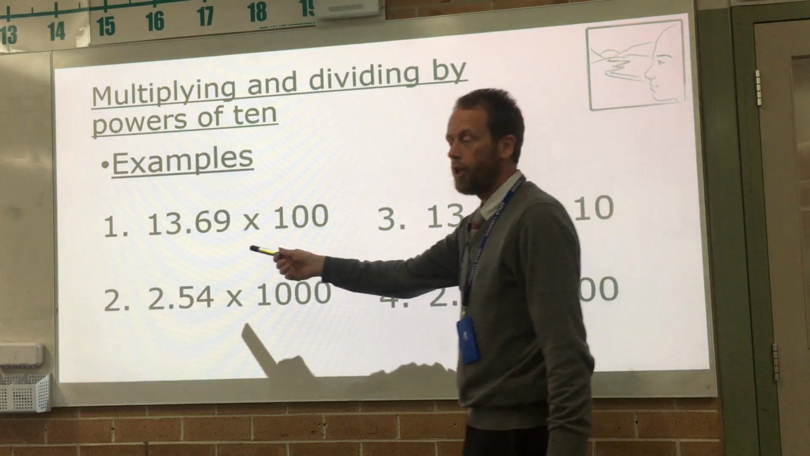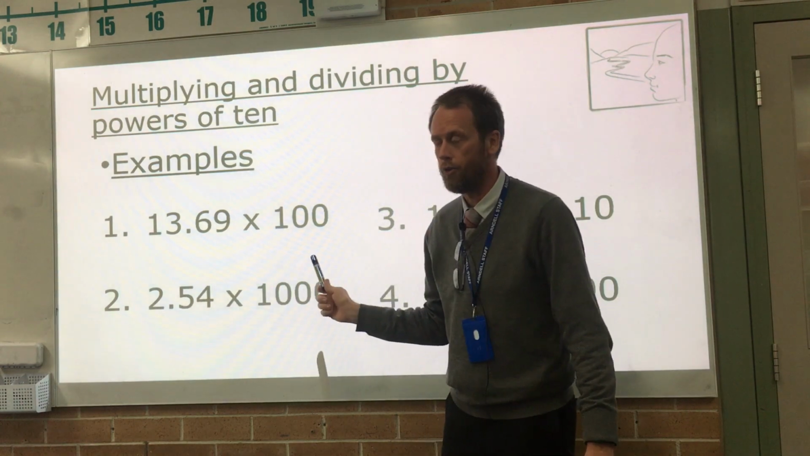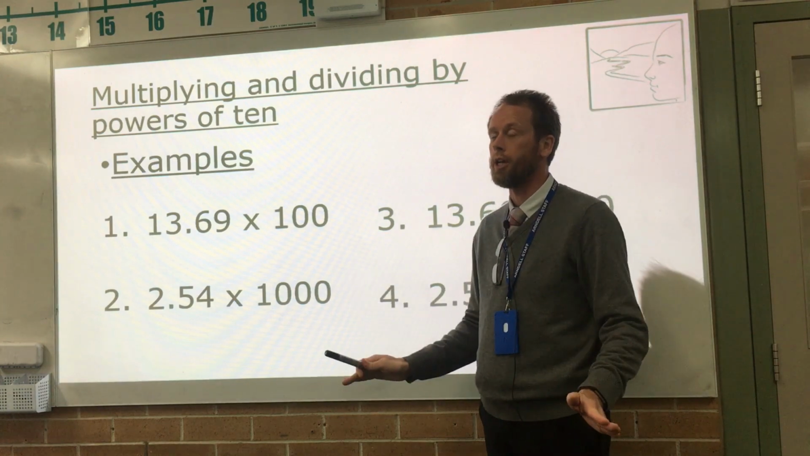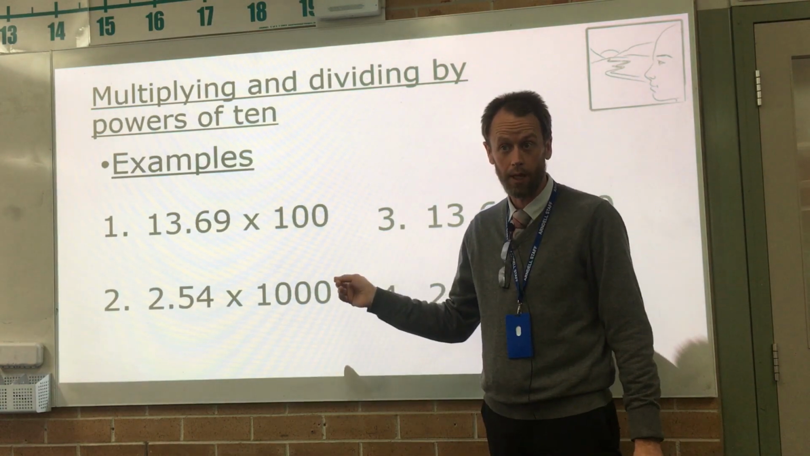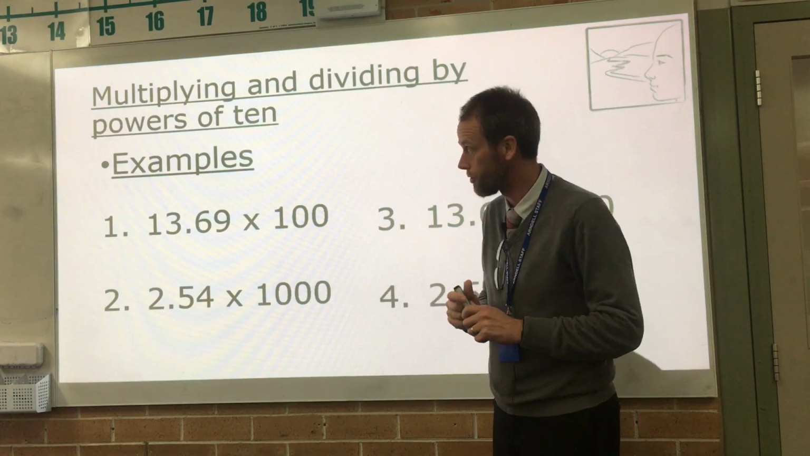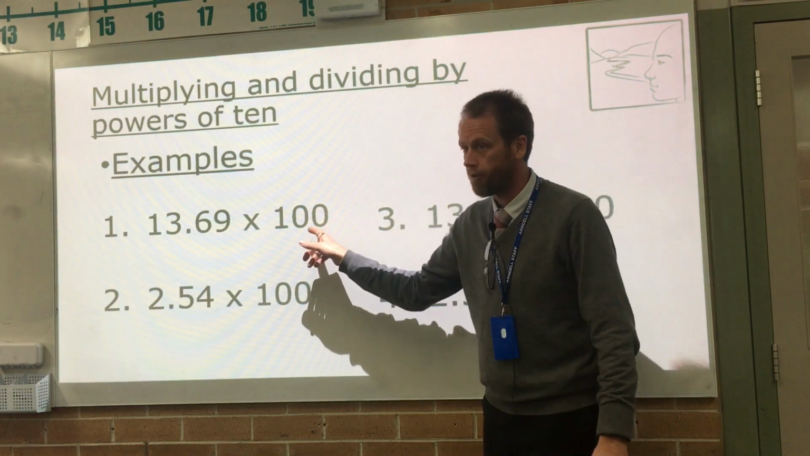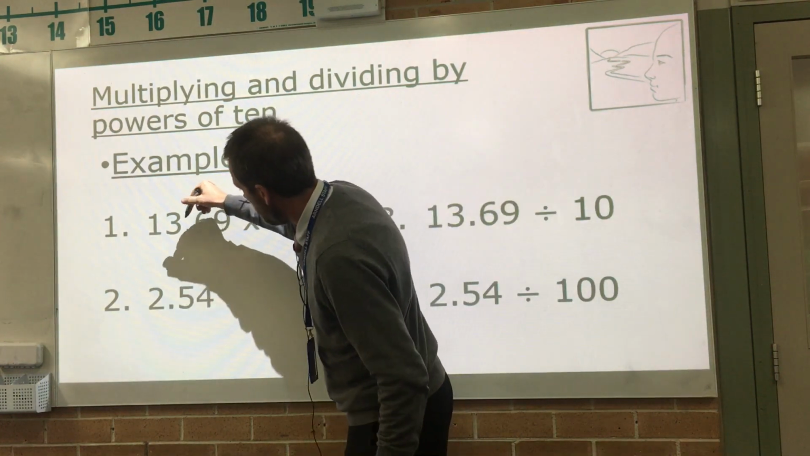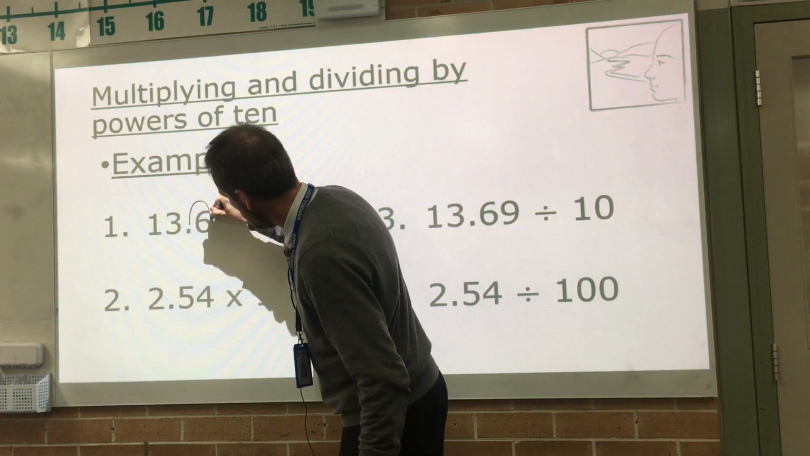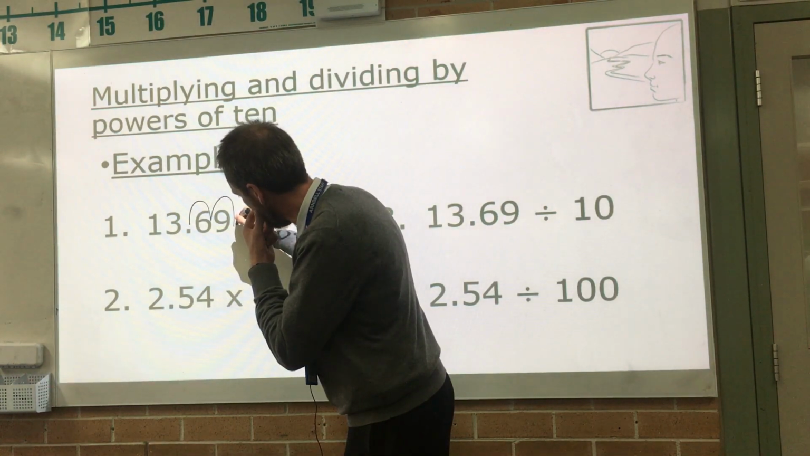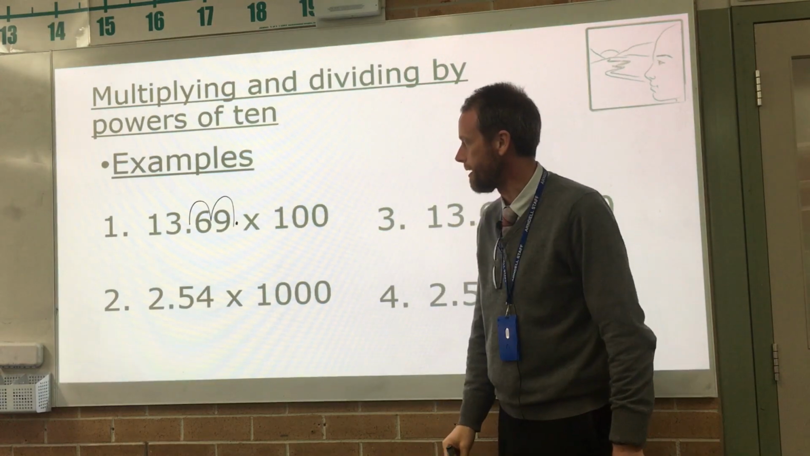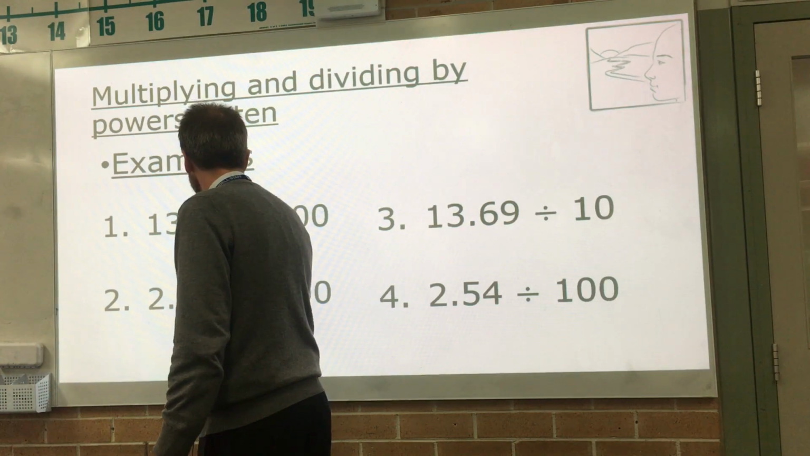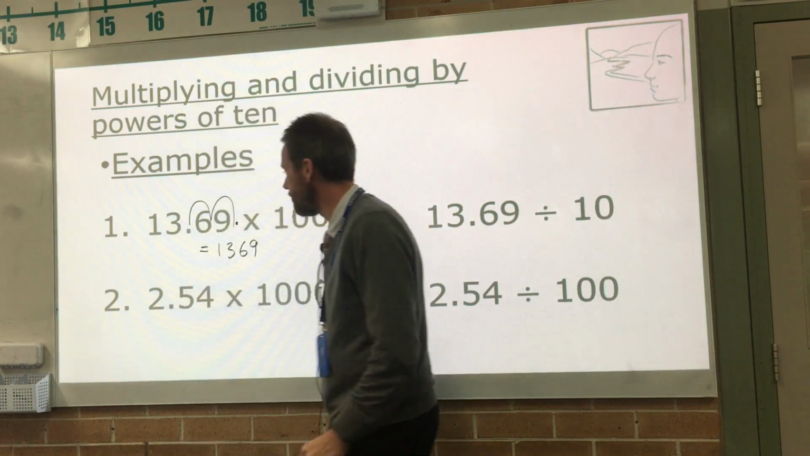If I was doing 13.69 times 100, I can't just add 2 zeros on the end. It does not change the value of it. Of course, you're copying these down into your books. Instead, what am I doing? From our table, I'm moving the decimal point 2 places to the right. And I can show that by doing these little sort of leapfrogs. And so my decimal point moves to there. So 13.69 times 100 becomes 1,369.